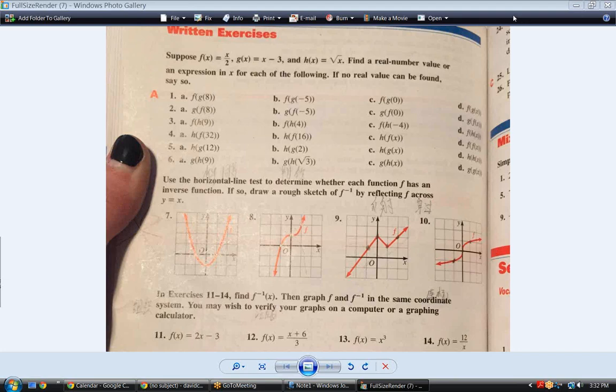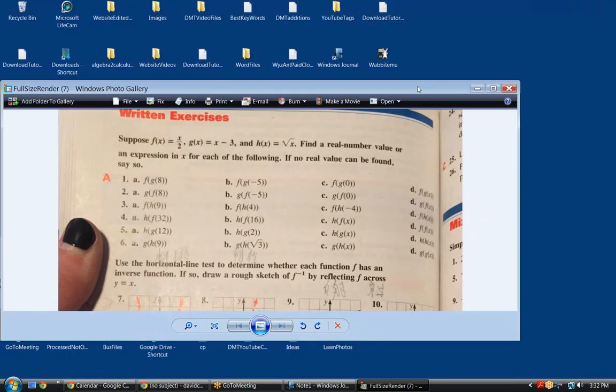Okay, where do we want to start? Which one? Let's see. I kind of wanted to start on 1D. Okay, 1D would be f of g of x. All right.